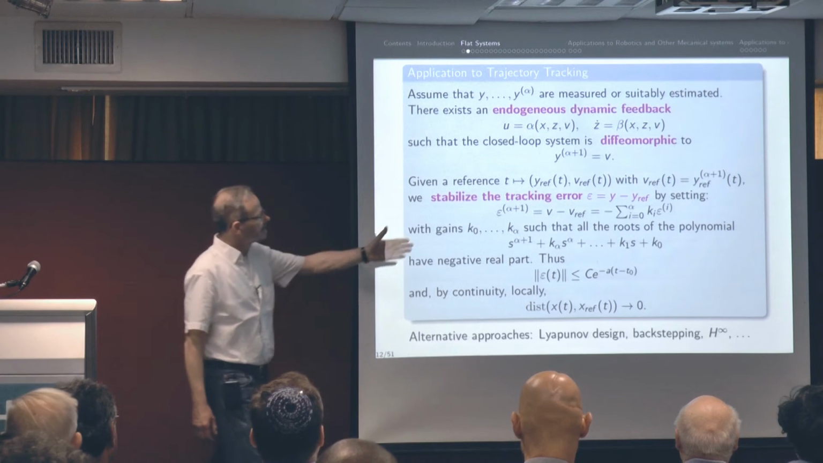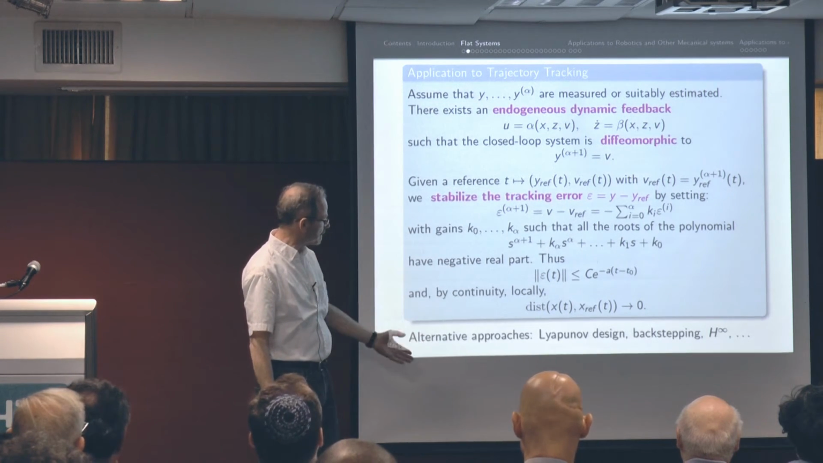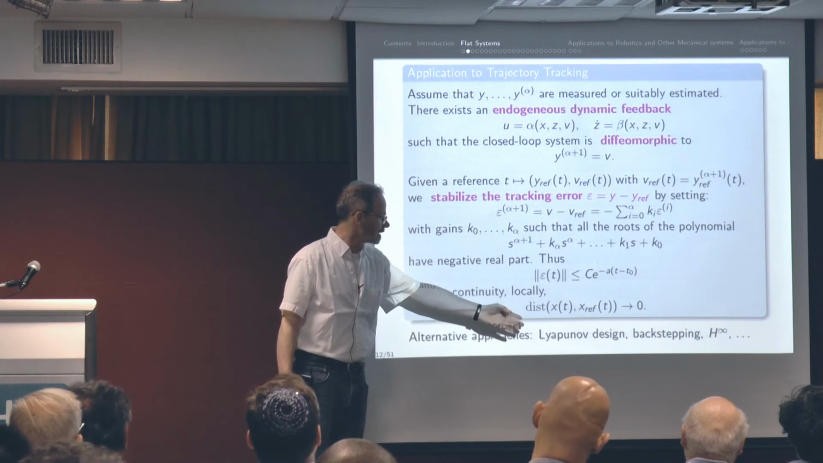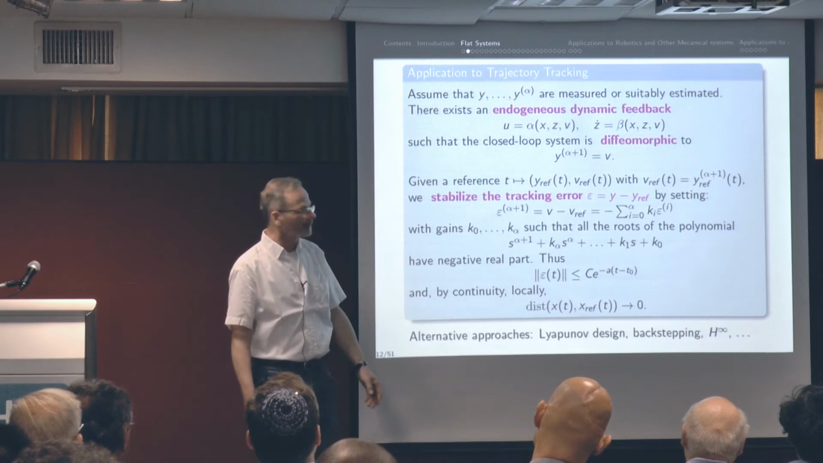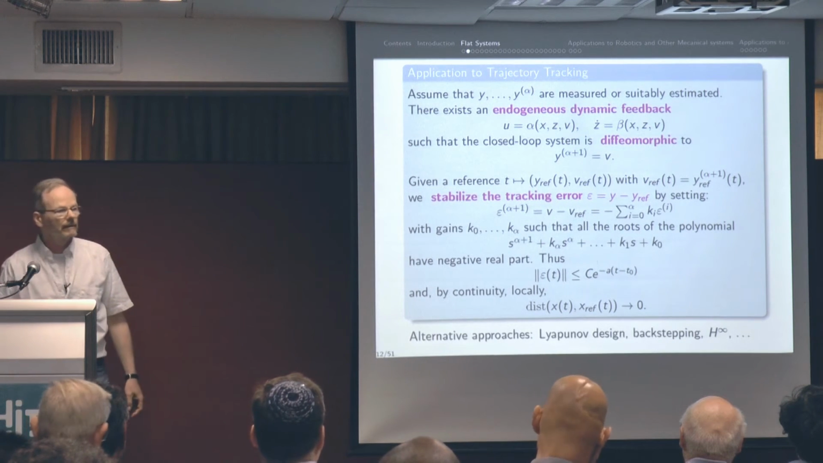I just presented what can be done with pole placement, but you can do the same with other design methods like Lyapunov design or backstepping or H infinity techniques or whatever.